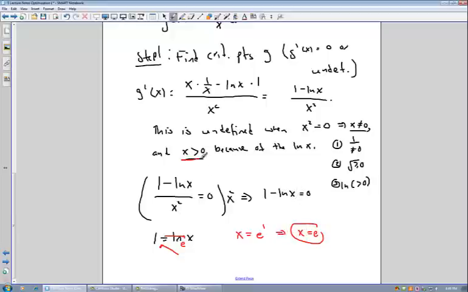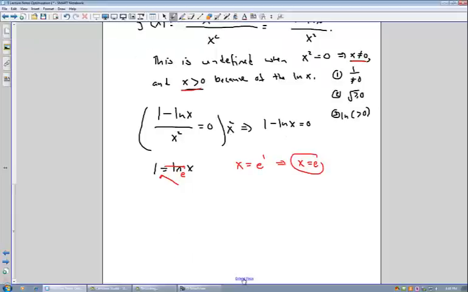So you have these conditions, x is bigger than 0, or x not equal to 0, and x equal to e. And so I need to make my table. And so to make my table, let's write this down. So table.